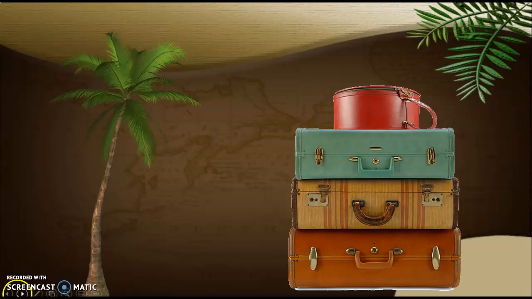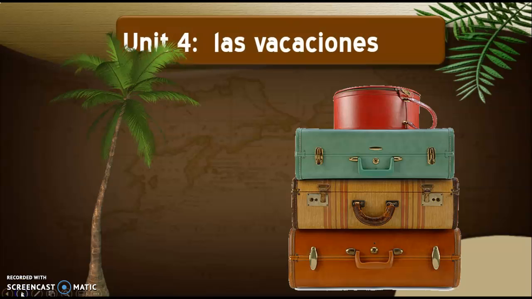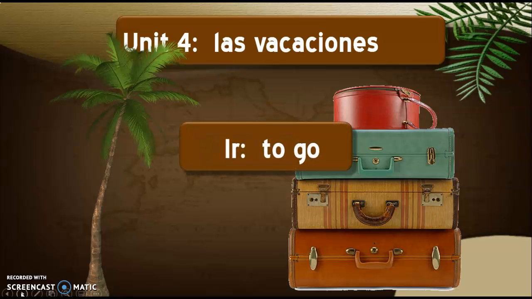Hola estudiantes, estamos en la unidad 4, las vacaciones. We're talking about vacations in this unit, and hopefully you've already printed your second vocabulary page. Today we're going to talk about the second column on that vocabulary page, and we're going to use the verb ir, which means to go. We're going to use it so that we can talk about to where you might go, how you might get there, and what you might do when you're on vacation.